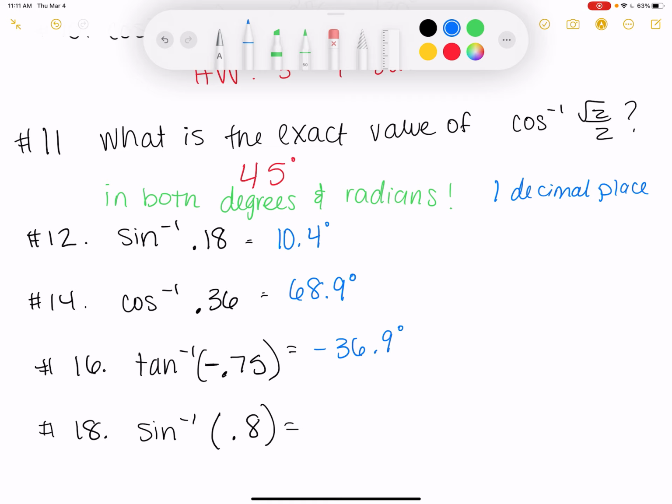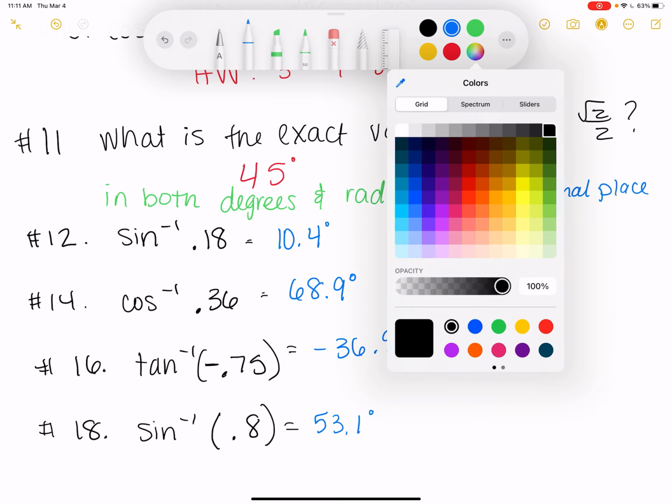Okay, and then 18, the arc sine of 0.8. 53.1. Wait, how'd y'all get 10.4? I think I'm doing the same. Just rounded. 10.36, we rounded it. Oh, wow. Okay, we need to stop.